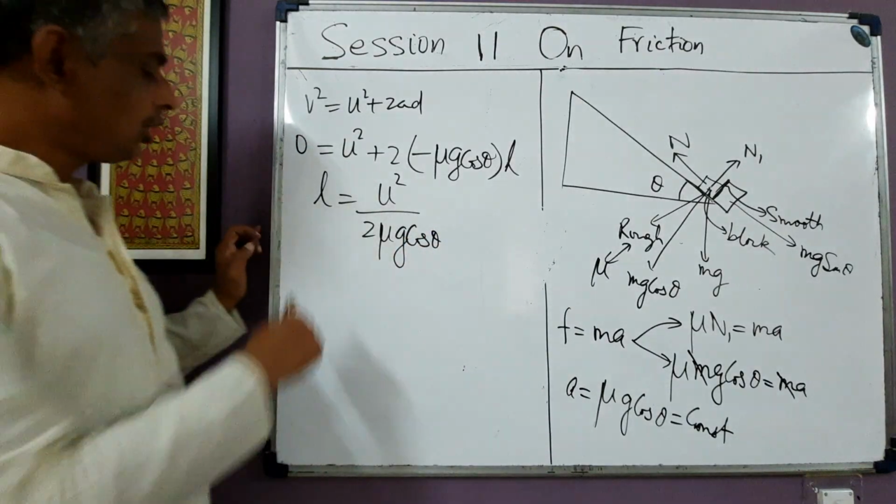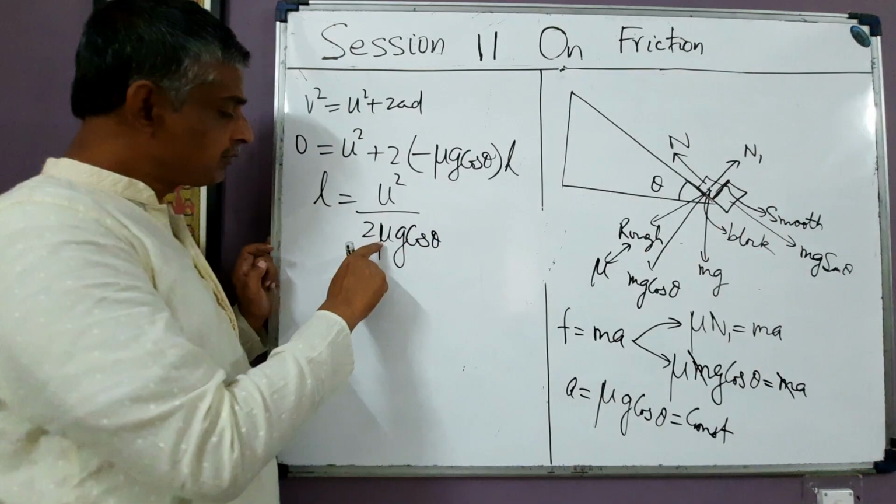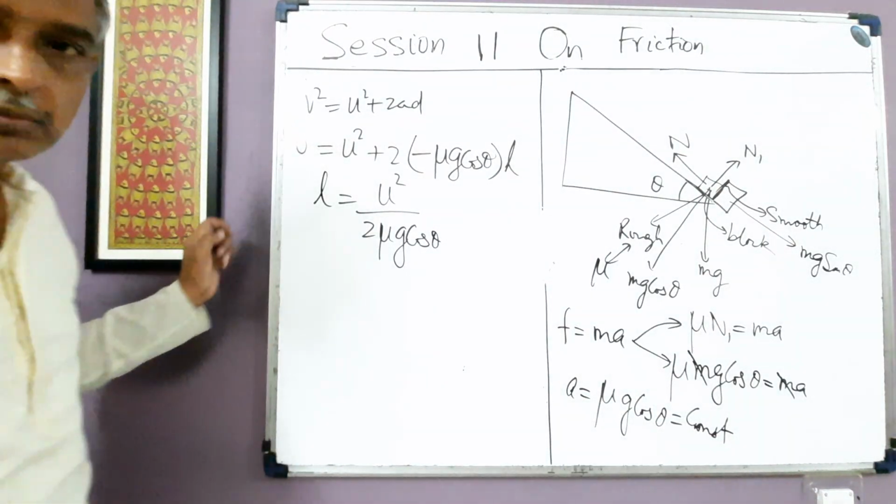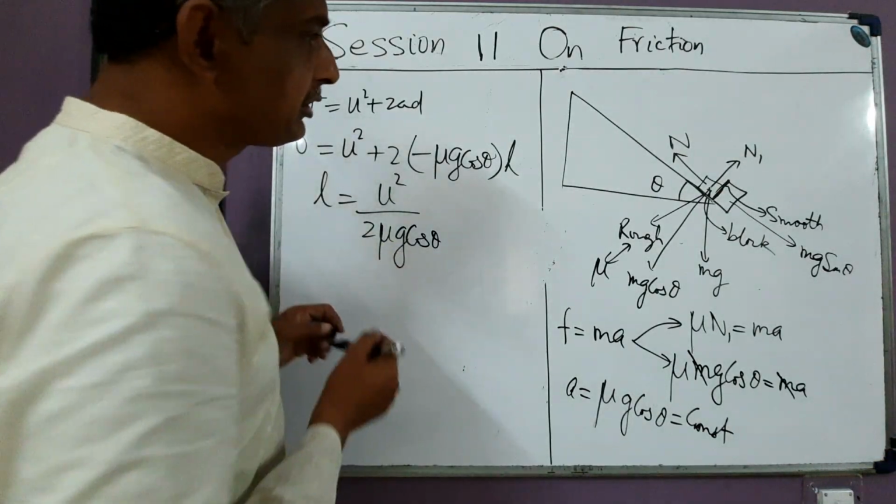Okay. Now we have to determine L. So we must remove this mu and theta. That has not been given in the problem. That I have assumed on my own. Alright. Now how to remove this mu and theta, that is the question.